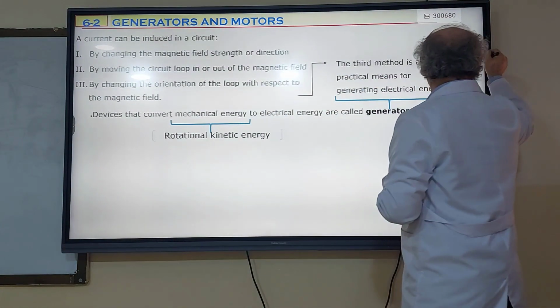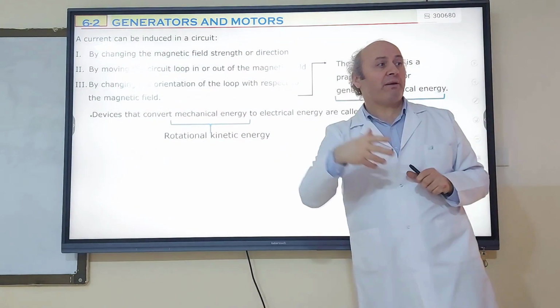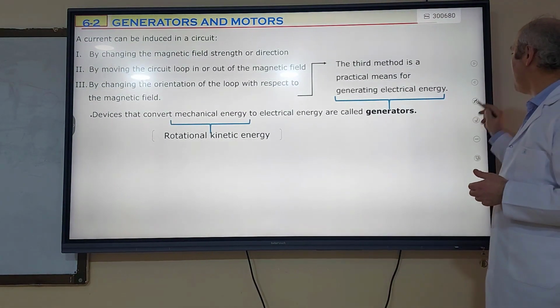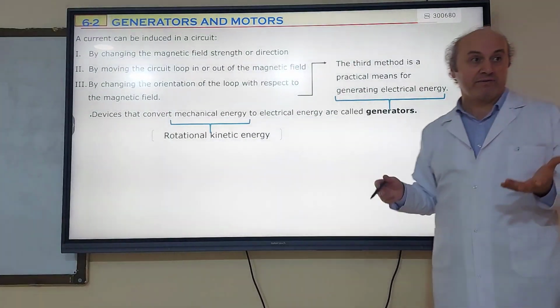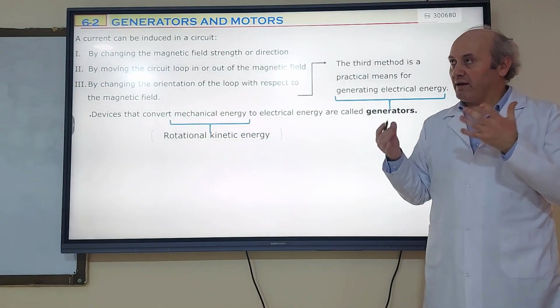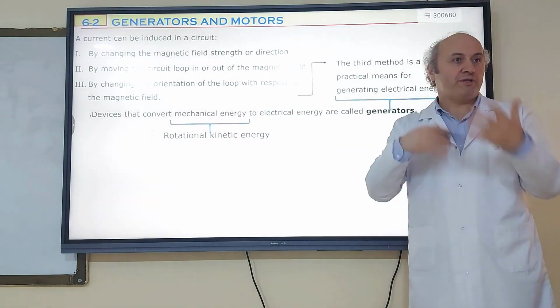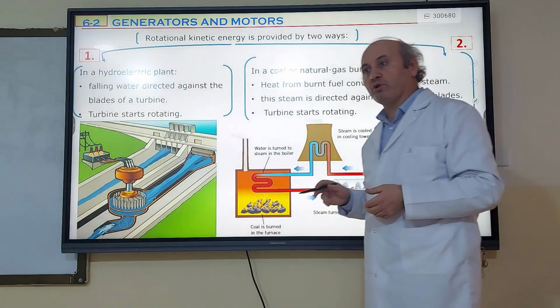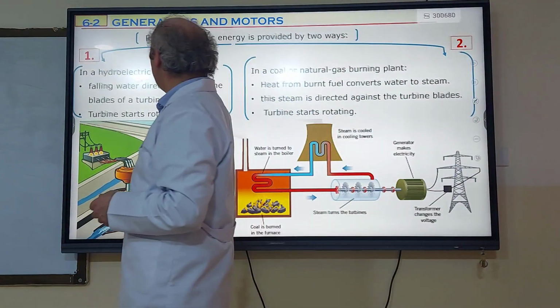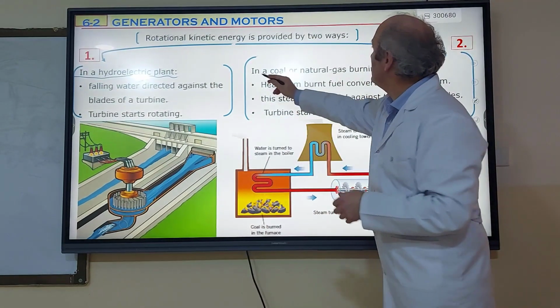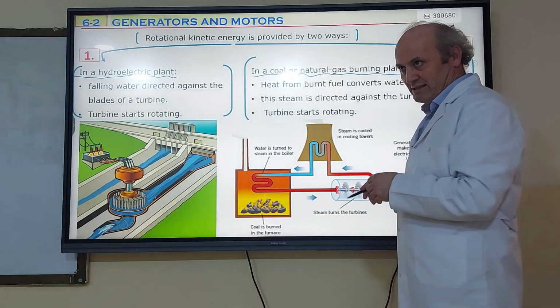And as I said, we should first rotate a loop inside a magnetic field. There are a few methods to rotate a loop inside a magnetic field. Of course, you cannot rotate it by your hand. So we should find a practical way to rotate these loops inside a magnetic field. Two methods are told in your book. One of them is using water, hydroelectric plants. The second one is using coal or natural gas plants.